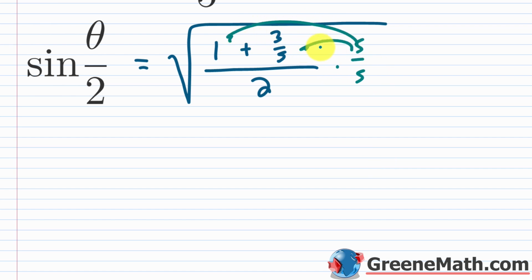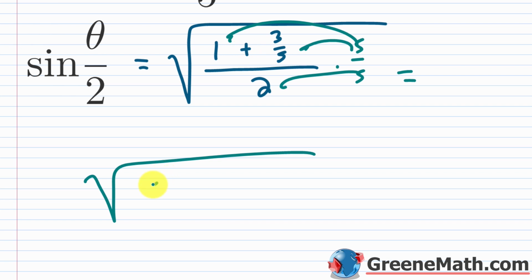So this gets distributed here. So we'll say this equals the square root of 5 times 1 is 5, and then plus 3/5 times 5 is just 3. Let's just say 5 plus 3 is 8 now. And then this is over 5 times 2, which is going to be 10. So for 8 over 10, they're each divisible by 2. Let's just go ahead and say that's going to be 4/5, right? 8 divided by 2 is 4, and then 10 divided by 2 is 5.